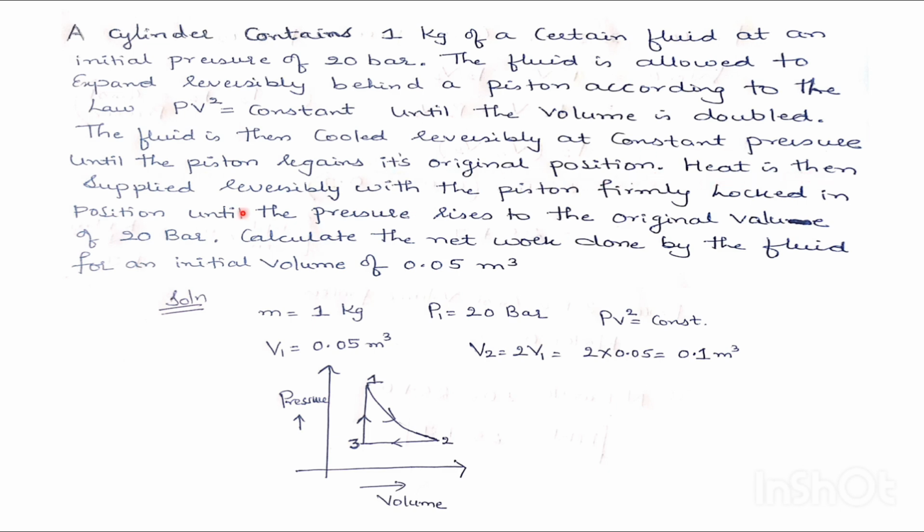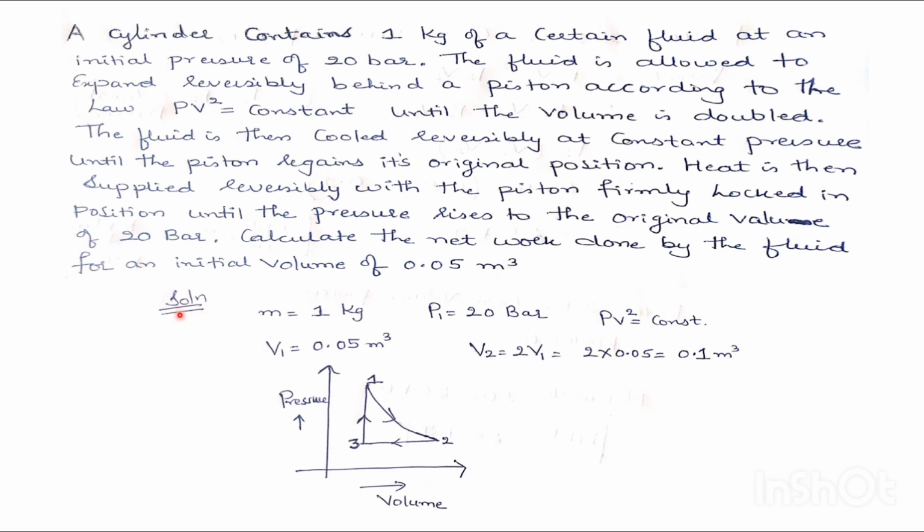Heat is then supplied reversibly with the piston firmly locked in position until the pressure rises to the original value of 20 bar. Calculate the net work done by the fluid for an initial volume of 0.05 m³.